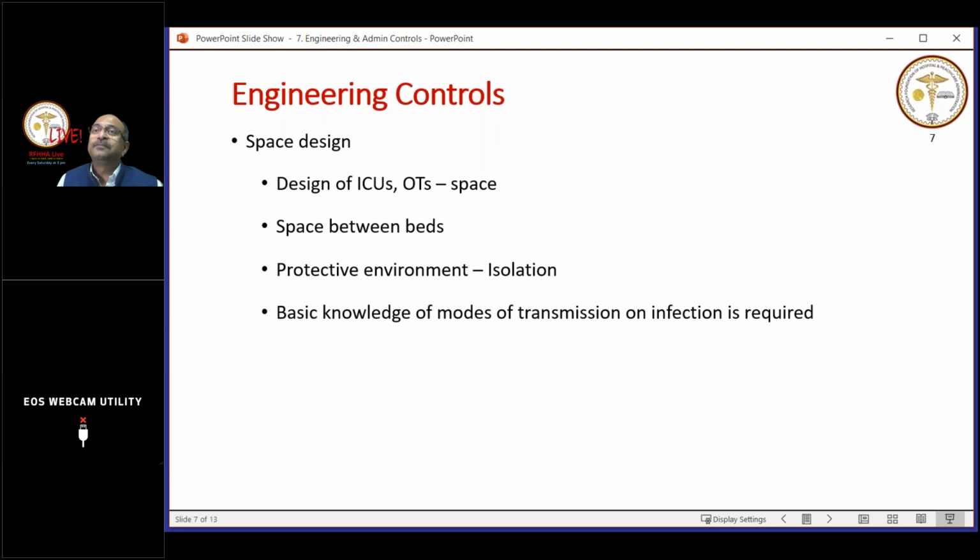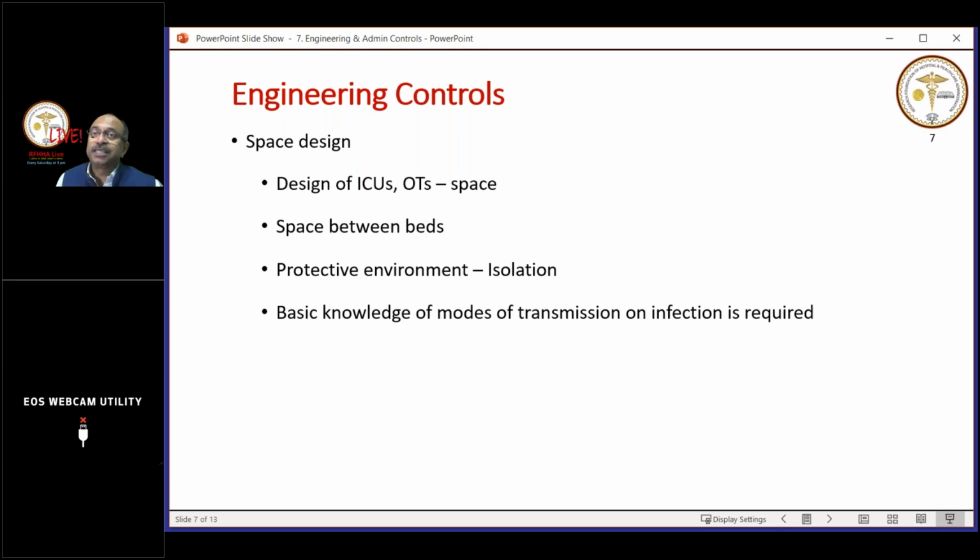Now, some examples of engineering controls is the space design, where we are looking at the space provision for the ICUs and for the operation theaters. Now, per bed space in the ICU is something that is widely available in the literature, and also the space requirements for the operation theaters, various components of the operation theater complex, is also available. The NABH has operation theater guidelines where it gives the space requirements.